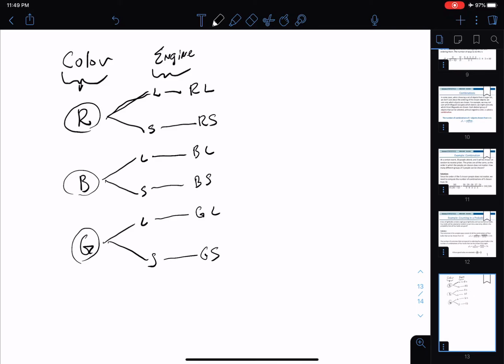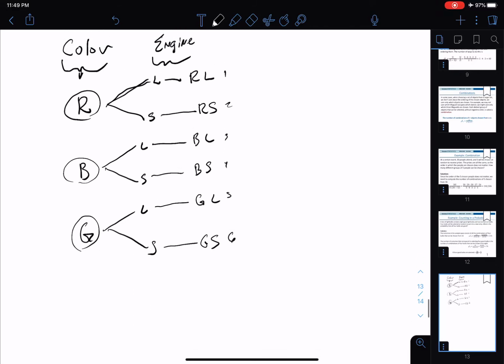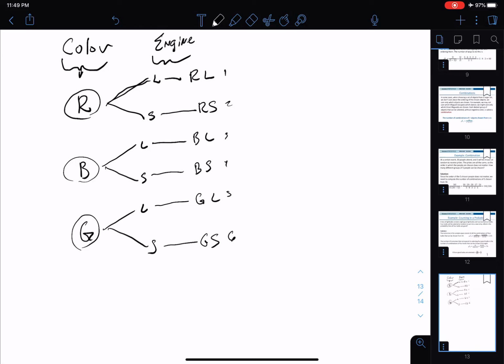And you can see, there we go, we have 1, 2, 3, 4, 5, 6 different ways we can build the car. And after doing this a little bit, you sort of get the idea, oh, wait a minute, this is that fundamental counting principle thing they're talking about.